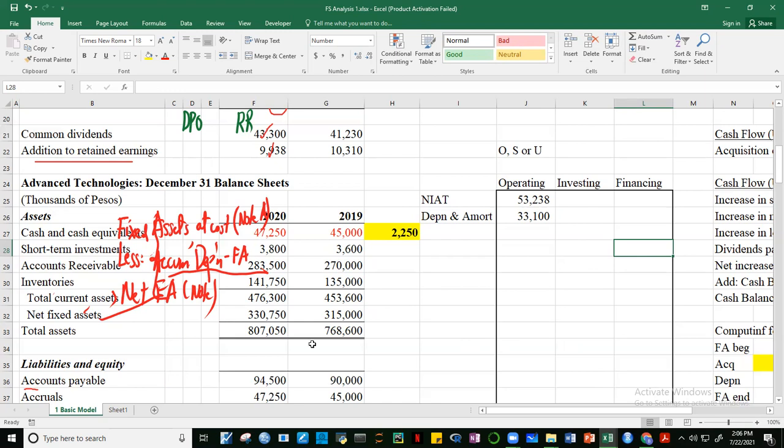Take note, guys. Parang cash na rin ito, yung short-term investment na ito. Tumaas yung investment natin, yung halos cash na rin ito, 3.6, naging 3.8. So, according to Micah, it's investing, Rian, then I, pero use of cash. Bakit use of cash?